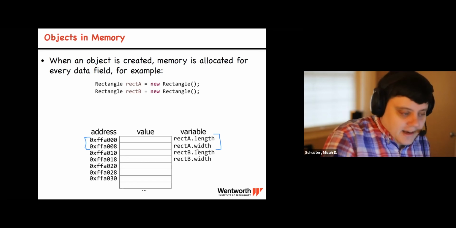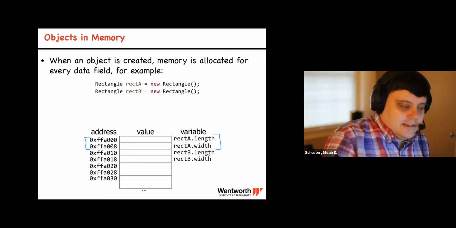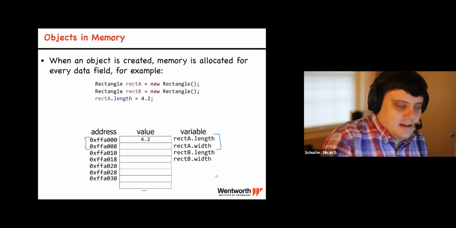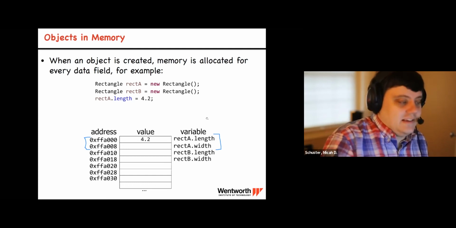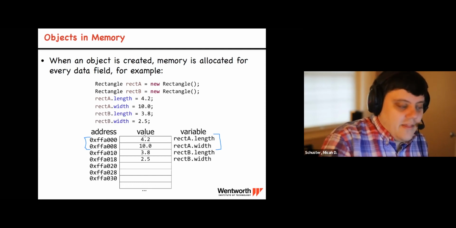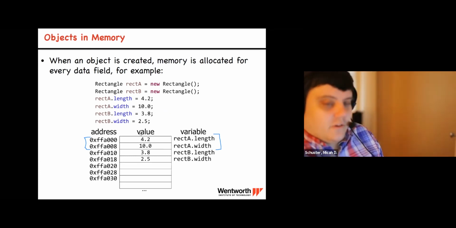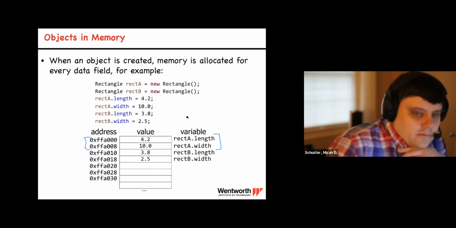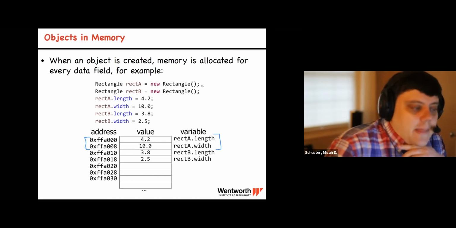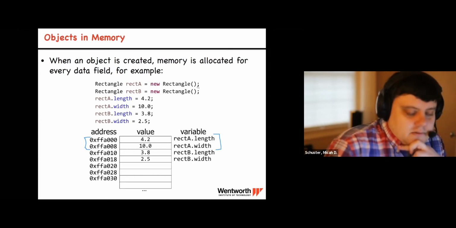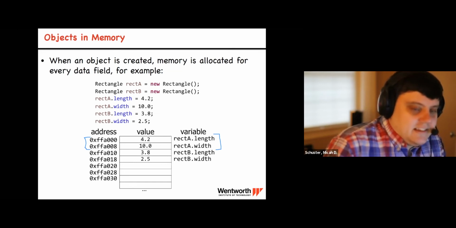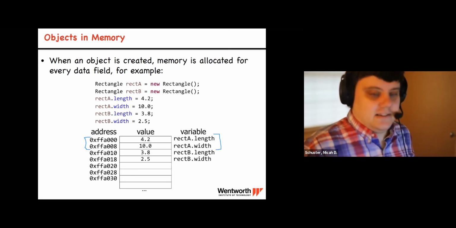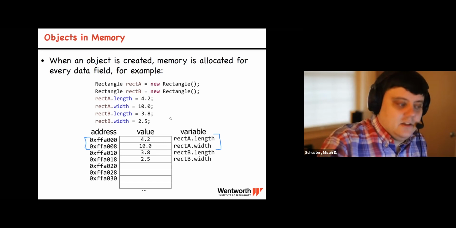If I create another rectangle, then I get brand new space for that as well. Rectangle B now has a height and a width, or a length and a width, and it gets some space set aside. And then if I start setting the values, so I set the length and the width on both these rectangles, then their values get put into those memory locations. That's what the new is doing. When you say new and then you call a constructor, it allocates memory. So it sets aside space in your RAM so that this object can exist and that you can access it and then do whatever it needs to do.